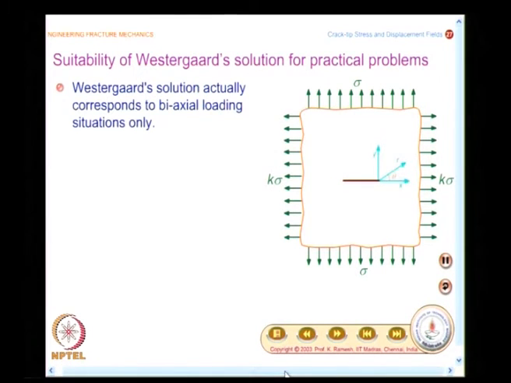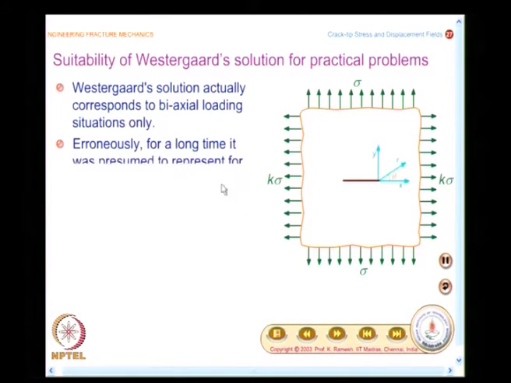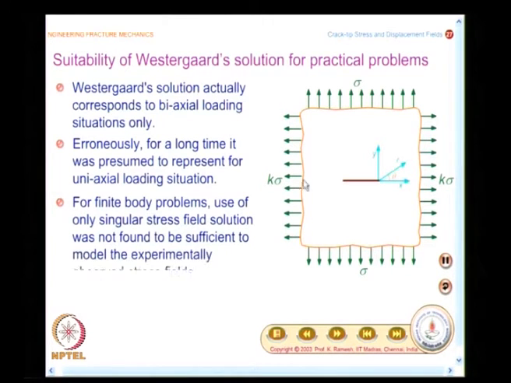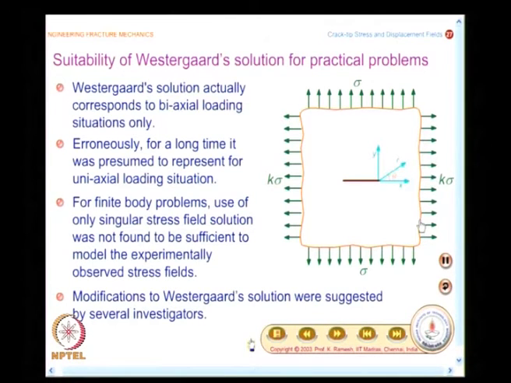The important point I would like to emphasize is that the Westergaard solution is actually meant for a biaxial loading. That you will have to keep in mind. Since you have got the stress field close to the crack tip, for finite body problems, use of only the singular stress field solution was not found to be sufficient to model the experimentally observed stress fields.